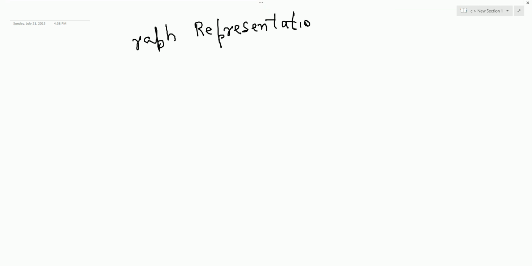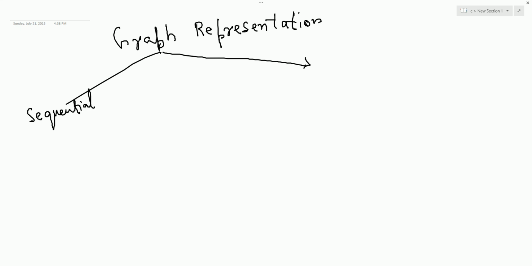Okay. So graph representation is basically two kinds. One is, as we know, sequential, and we got linked list. So you can represent your graph using linked list, or sequential means arrays.